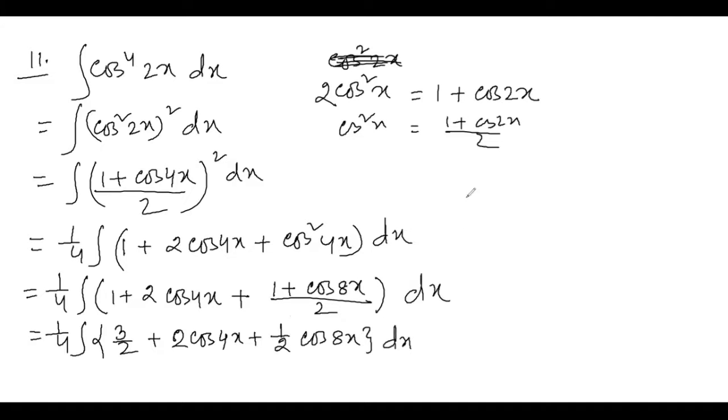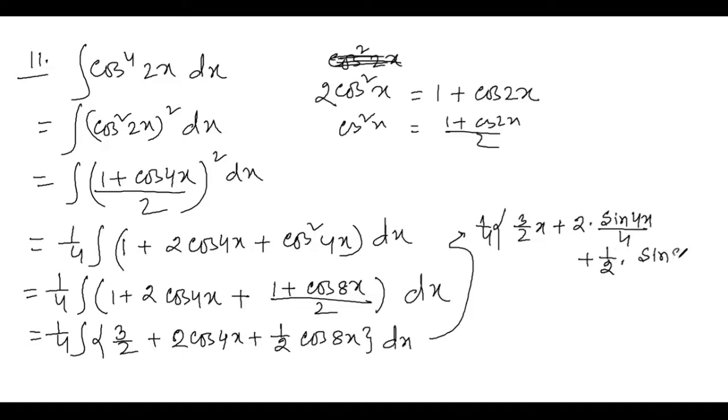Now you can integrate this one, and the result I am writing here. So 1 by 4 times 3 by 2 x plus 2 into sin 4x by 4 plus 1 by 2 into sin 8x by 8 plus c. Now you multiply it and you will get the result here. Okay, this is the answer.